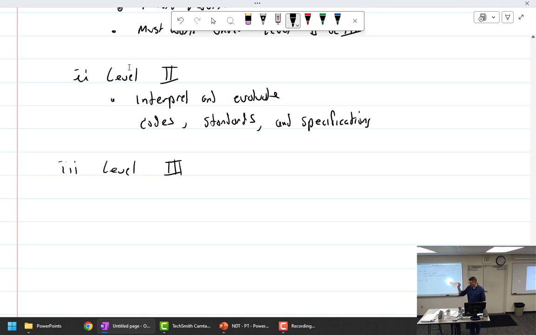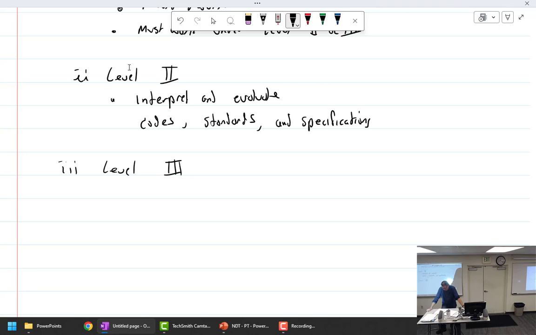Level 3. Level 3 took half a page. Individuals should be capable of developing, qualifying, and approving procedures. So you make the rules. Establishing and approving techniques, interpreting codes, standards, specifications, and procedures, as well as designating the particular NDT methods, techniques, and procedures to be used. Level 3 should be responsible for the NDT operations for which it's qualified, assigned, and should be capable of interpreting and evaluating results in terms of existing codes, standards, specifications. That was the level 2.